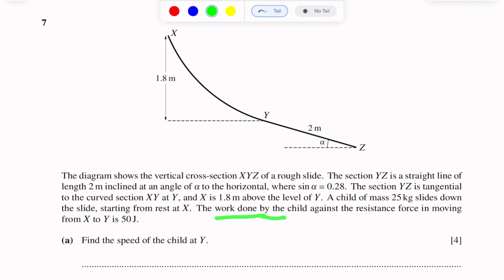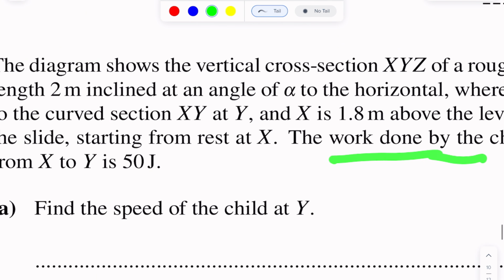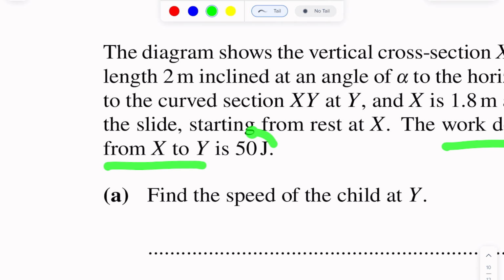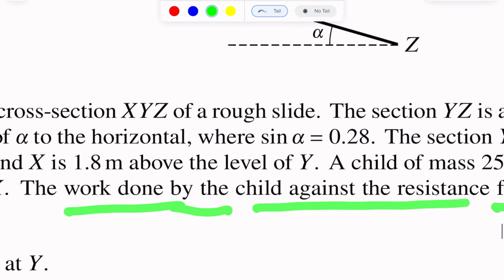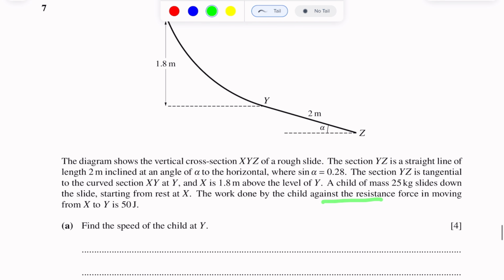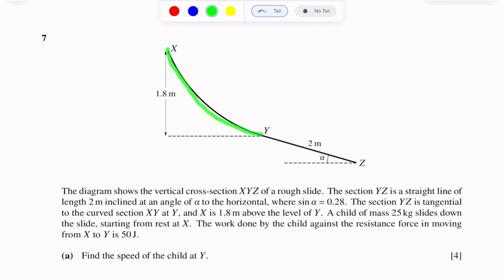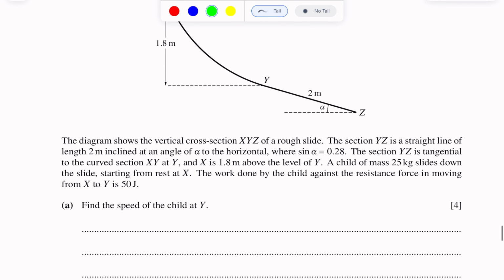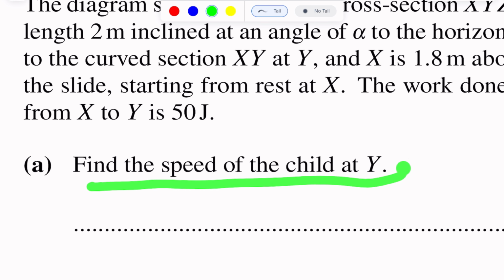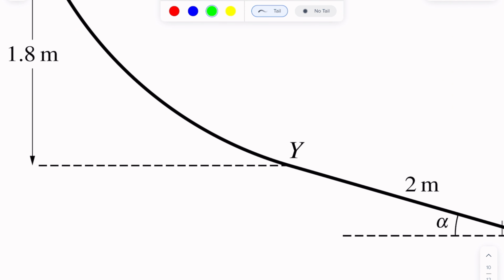The work done by the child against the resistance force in moving from X to Y is 50 joules. From X to Y, the work done by the child against the resistance is given, that is 50 joules, and that is the curved part of this slide. Find the speed of the child at Y. We have to find the speed of the child at this point Y.